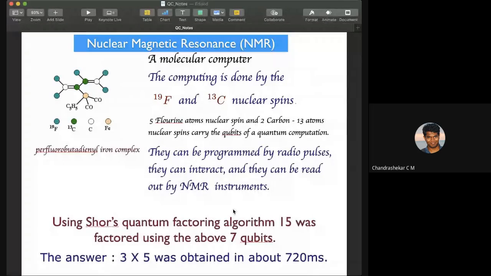So you can implement, it's like 5 plus 2, totally a 7 qubit system. So this represents a 7 qubit system. So you can take a 7 qubit system, control the nuclear spins on them using radio pulses. You can make them interact and then do some action. So Shor's factoring, it's a simple one. I said you can always say that factoring 15 is not a very difficult problem. It's 3 times 5. We all know this answer.